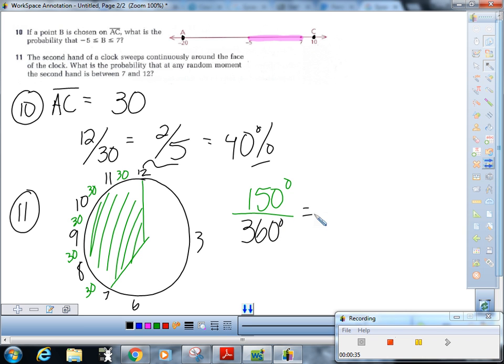And let's see. Could someone reduce that for me? 150 over 360 divided by 30, 5/12. So obviously we could have also just taken the number of spaces over 12. Okay? And that is a decimal, but I'm not exactly sure what it is. So I'm... 41.67%. So I hope that helps. We're not counting spaces. We're not counting numbers. We're calculating space. Okay? Boom!